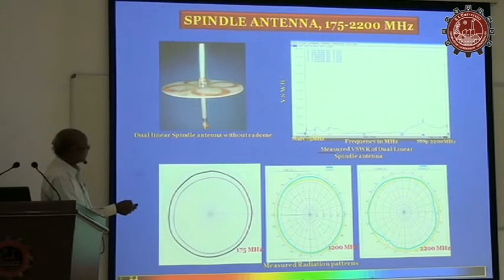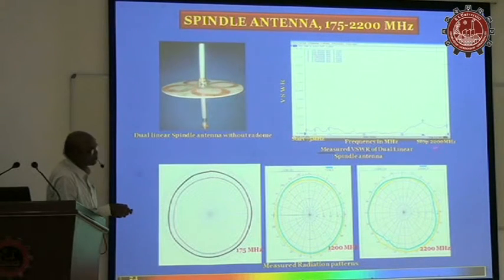This is another antenna covering 175 MHz to 2200 MHz. This is again to cover the low frequency and to counter the low frequency radar. Again, this uses 2 loops and a dipole combined together to give the response for both polarizations. This dipole covers the vertical polarization, this loop covers the horizontal polarization. You can see how good this measured radiation pattern is, and this is the matching covering 175 MHz to 200 MHz. This is very broadband.